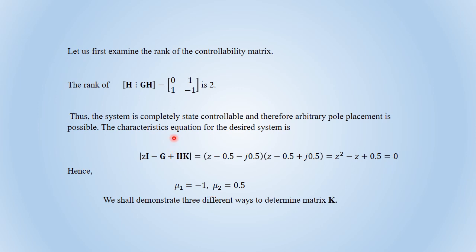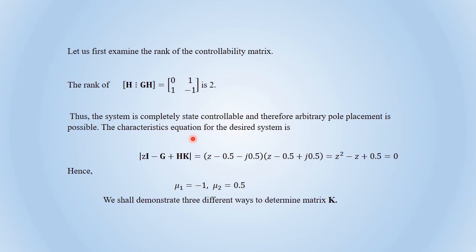Let us first examine the rank of the controllability matrix before we start with finding out the controllability. In this case, the rank of the controllability matrix is equal to 2, because the determinant of [H GH], which is the determinant of [0 1; 1 -1], is coming out to be a non-zero value. It is coming out to be minus 1. Hence the rank of this controllability matrix is 2, and we can proceed for the design of the state feedback. Therefore, the system is completely state controllable and arbitrary pole placement is possible.